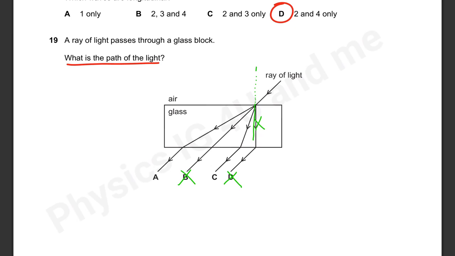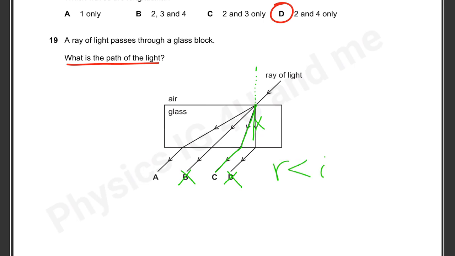Now in C or A, remember, glass is denser than air, which means that the ray of light will bend closer to the normal. So it is C. Again, why C? Because it will bend closer to the normal, which means that the refraction angle will be smaller than the incident angle. Why is that? Because the density of air is smaller than the density of glass. So the glass will bend it closer to the normal.